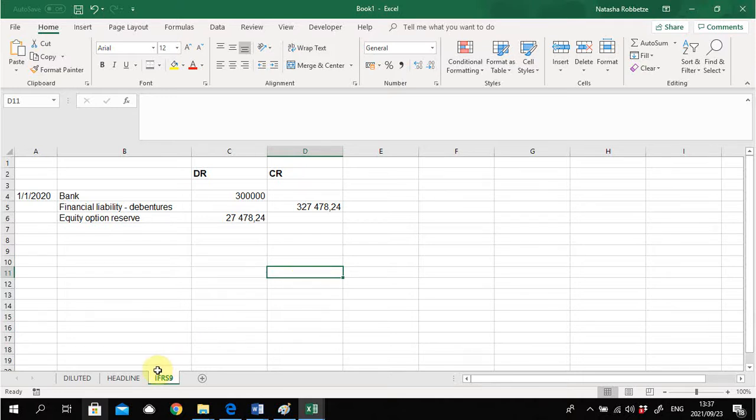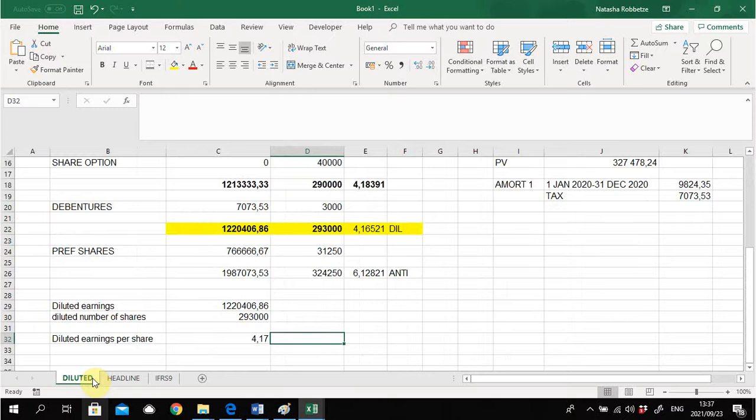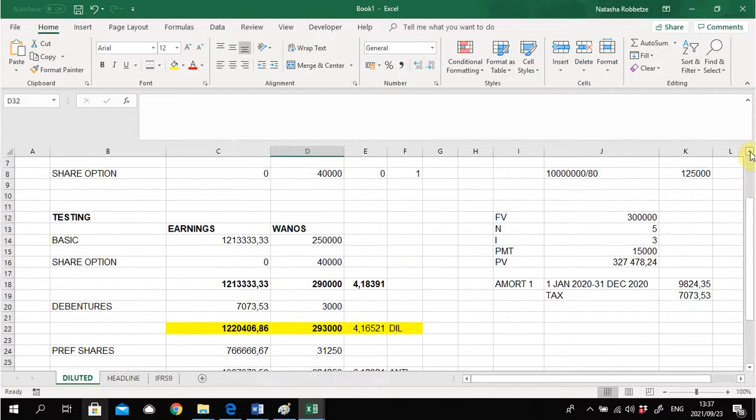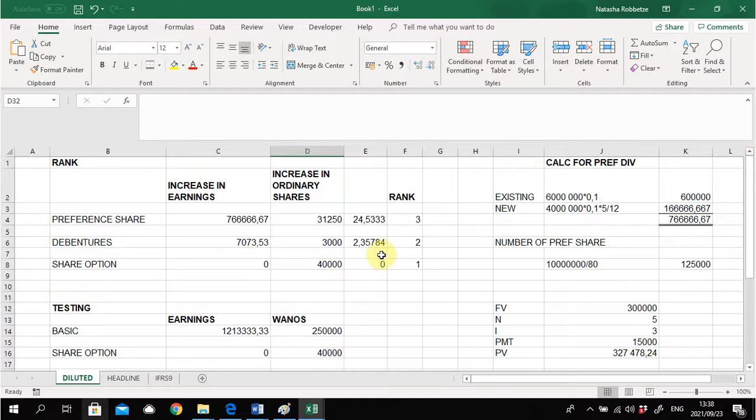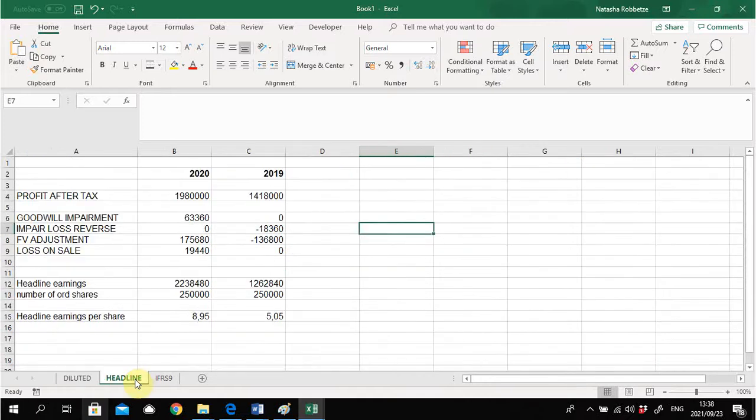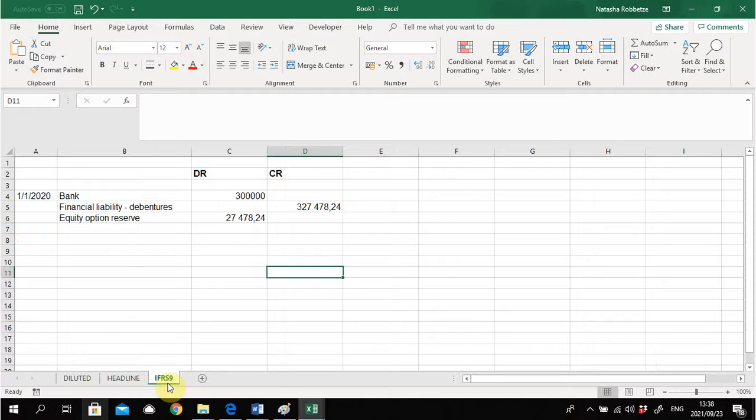Right, I hope that you've enjoyed this question. I think this question is rather interesting, and it again addresses a lot of the calculations required to determine whether an instrument is dilutive. Headline earnings, very interesting, making sure we know what is included and excluded when headline earnings is calculated. And then for IFRS 9, compound instruments, ensuring that they balance off to an equity reserve because they have the potential to become ordinary shares.